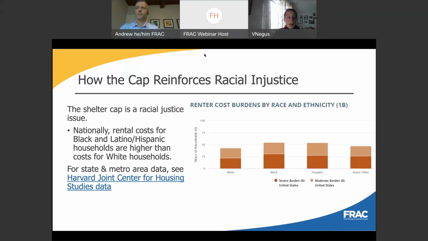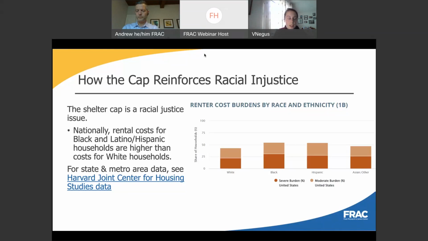So before, Andrew mentioned at the start of the webinar why this shelter cap is one of the most inequitable pieces of the SNAP math. We view it as a core racial justice issue, because certainly in Massachusetts and nationally, rental costs for Black and Latino households are higher than costs for white households. Many studies illustrate that cost burdens are higher for families of color than they are for white households.